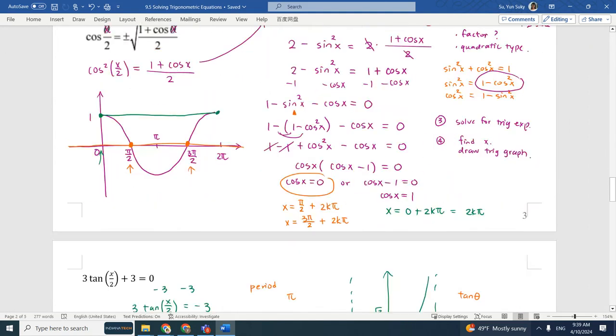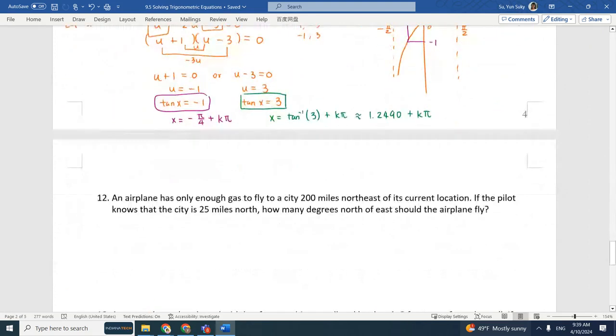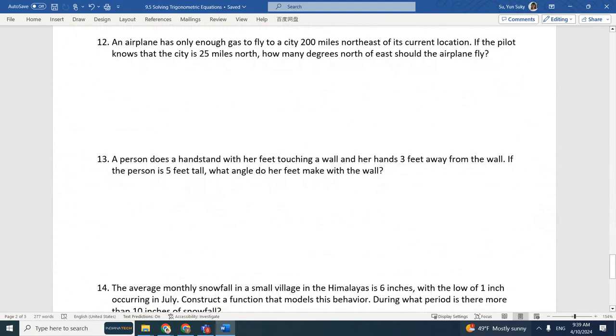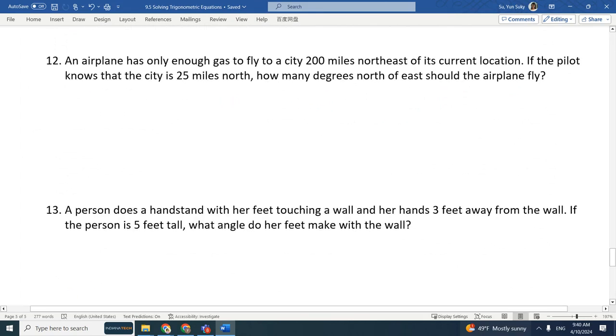Okay, good. Now we have seen a lot of examples of how to solve trig equations. Story problem. Let's do one story problem, and then the rest I will let you read at home. Okay, let's do number 12.